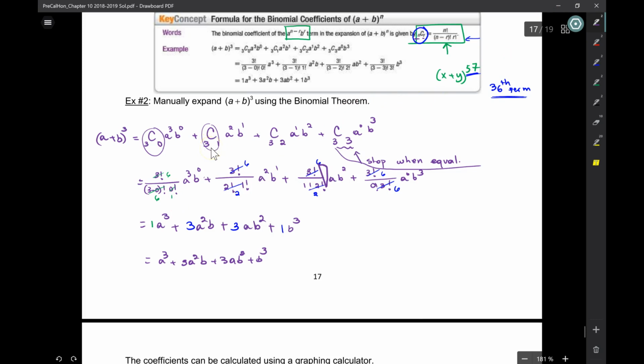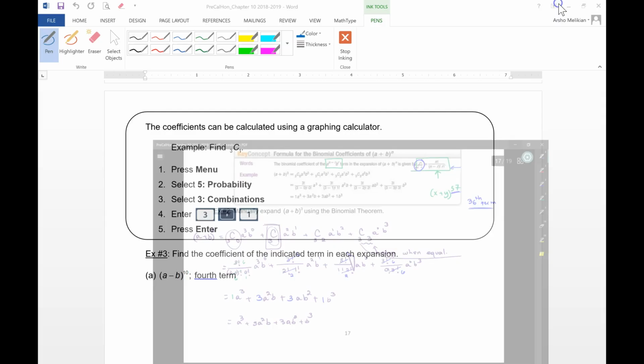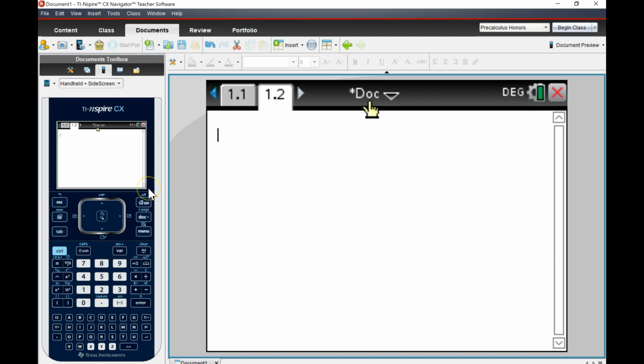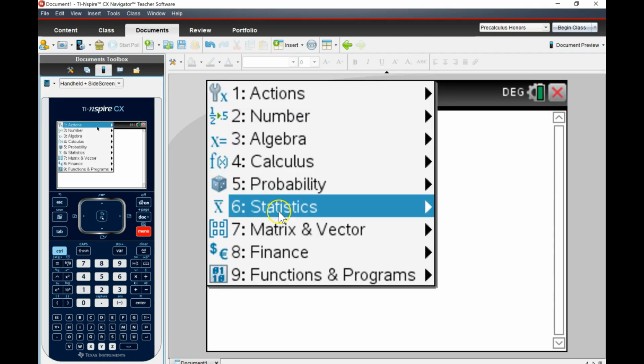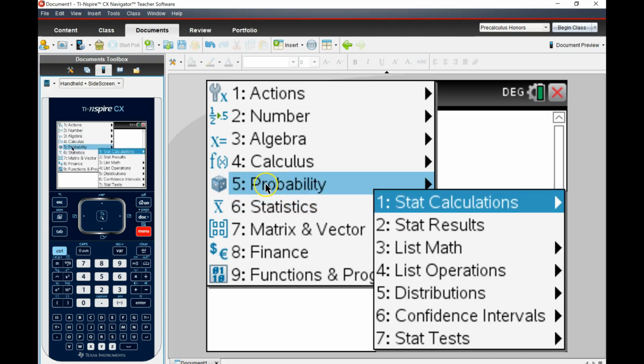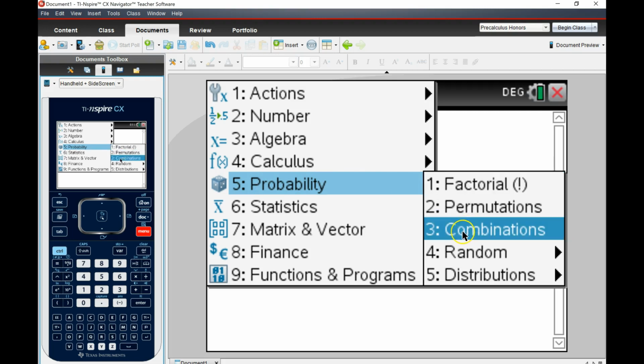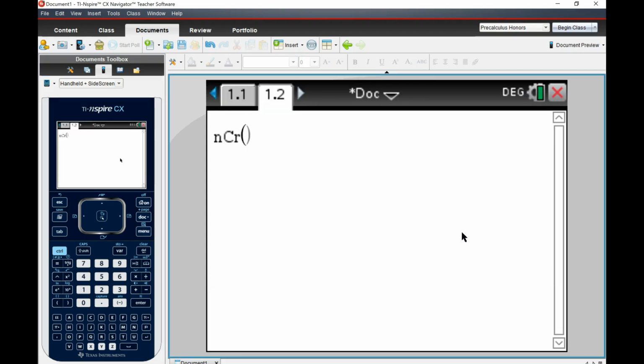All right, I'm going to do this one with the calculator. So here, if you want to find the combination of 3 and 1, right, so C3, 1. So let's go to the calculator. What you're going to do is press menu, and you're going to go to probability number 5, and you're going to go to combinations number 3, and it gives you that instruction there.